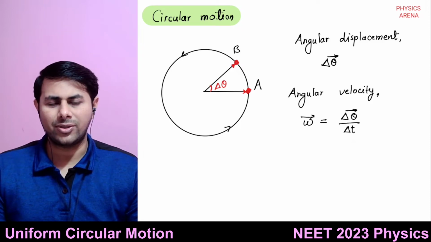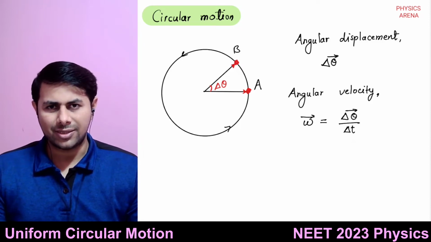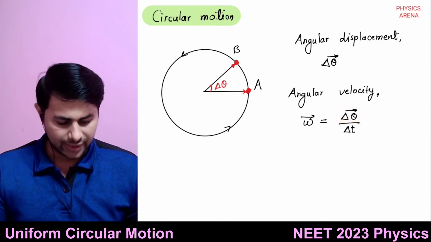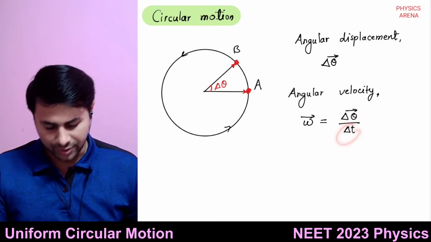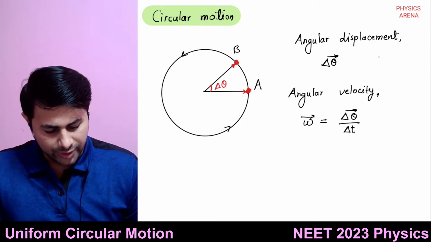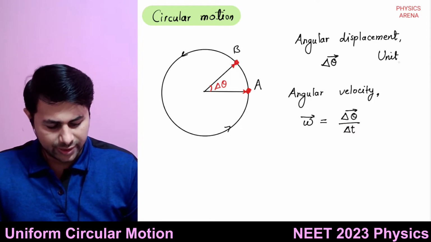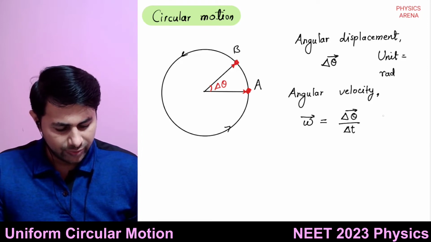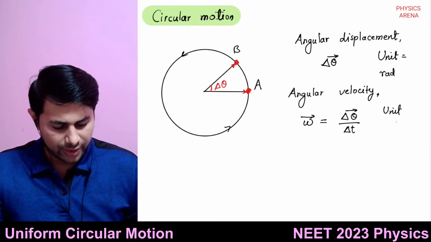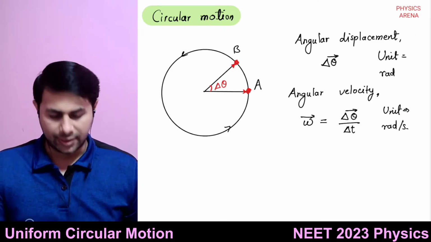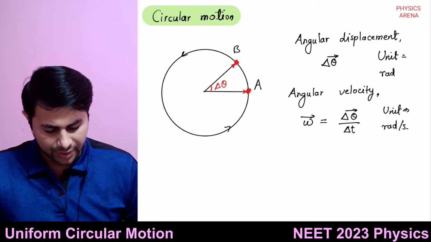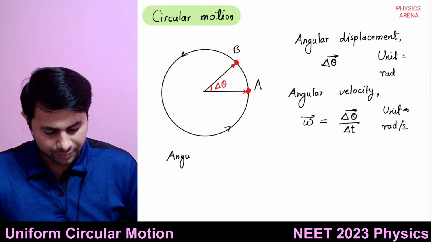Direction of angular velocity will be the same as that of angular displacement, because only delta theta has direction; time doesn't have direction. Okay, and what is the unit? The unit for this is radians, and the unit for angular velocity is radians per second. After that, we can define angular acceleration.